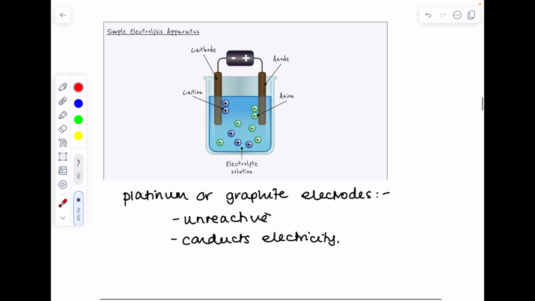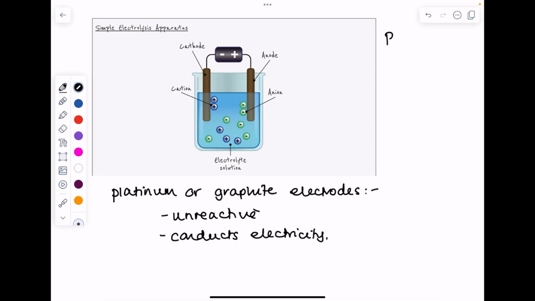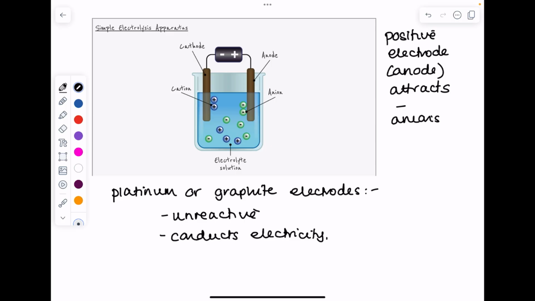So the electrodes have special names. The positive electrode is known as the anode, and that's going to attract the oppositely charged ion, so it's going to attract negatively charged anions. The negative electrode, the cathode, will attract positive cations.